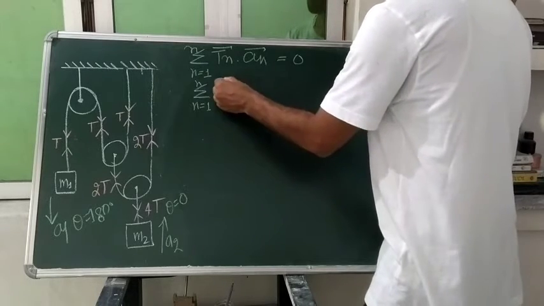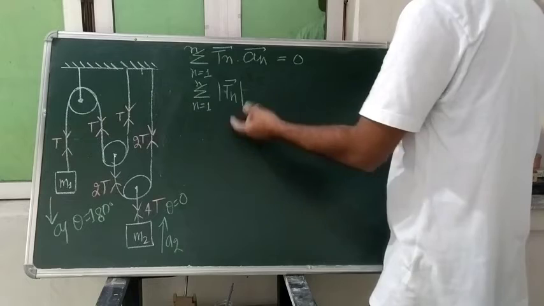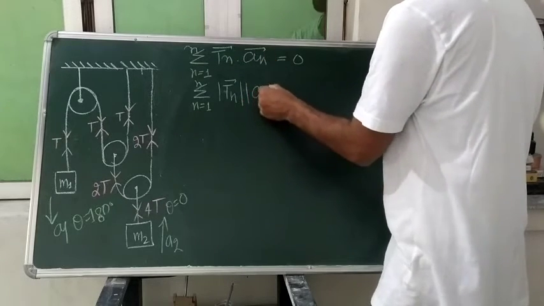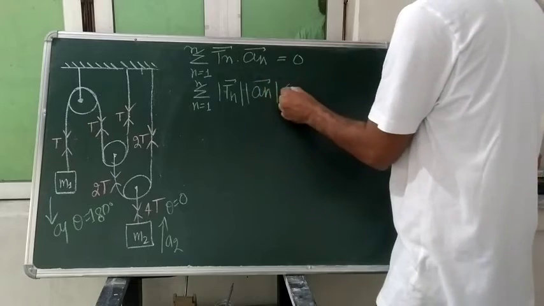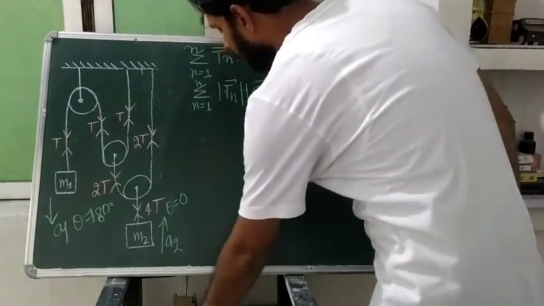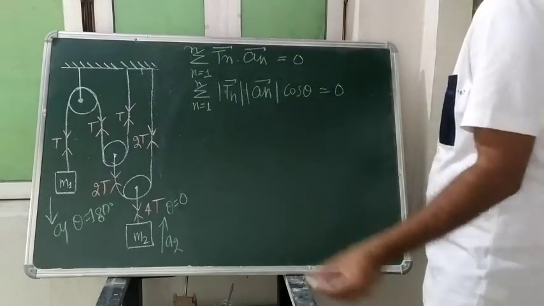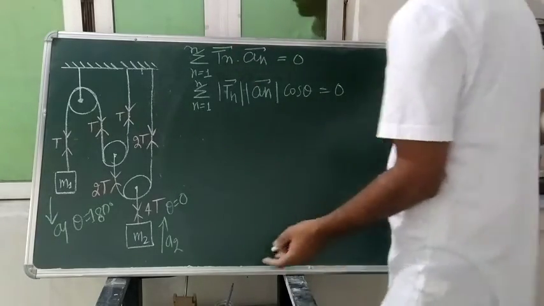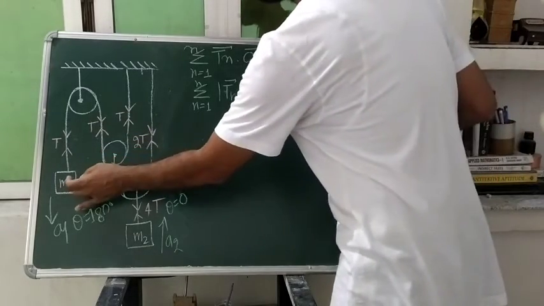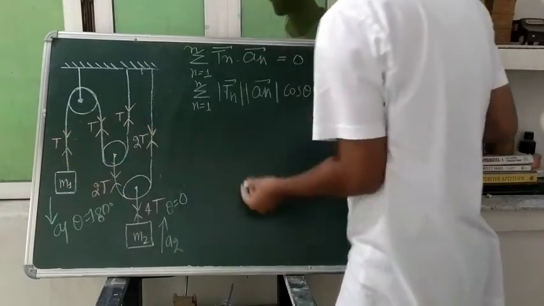When will we remove the dot sign? That will give us the magnitude of the tension vector multiplied by the magnitude of the acceleration vector times cos theta, which should be equal to 0. So here are two blocks. For block 1, what is the tension acting?